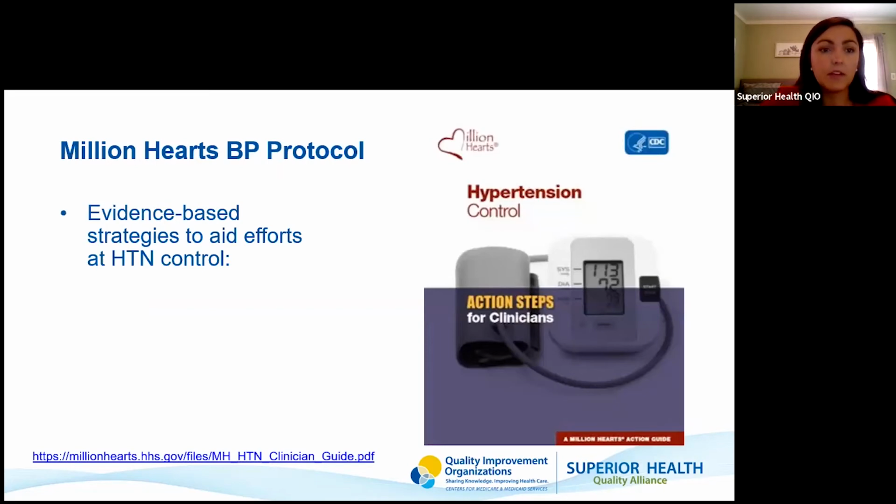This is from the Million Hearts Blood Pressure Protocol. It shares some evidence-based strategies to aid efforts at hypertension control. So this is a great thing to look into, to share with your clinicians, so they can see how SMBP fits in with hypertension control.